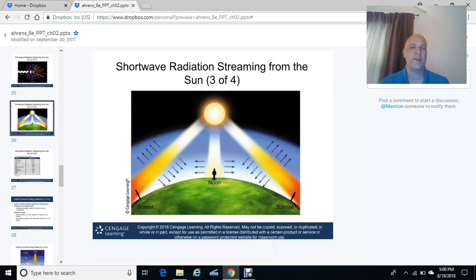Right, so the amount of shortwave radiation and what happens to it, whether it be reflected or scattered, that really is dependent on the time of day, believe it or not. If you notice in this diagram, we're showing you here at noon, the person standing at noon, that sun is directly almost 90 degrees right above the person. So that's the highest point of the sky for the sun.